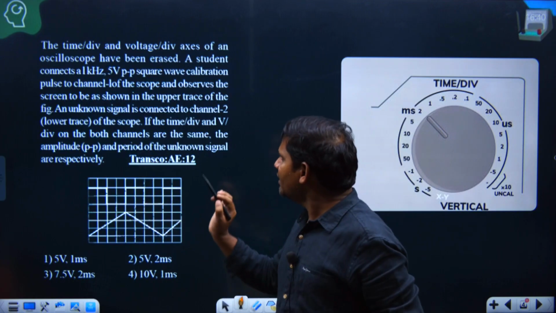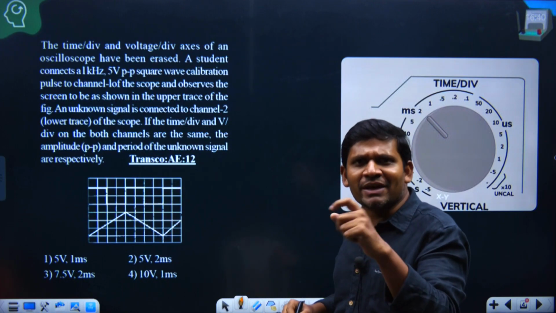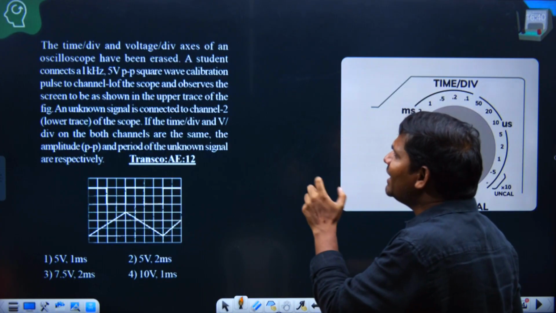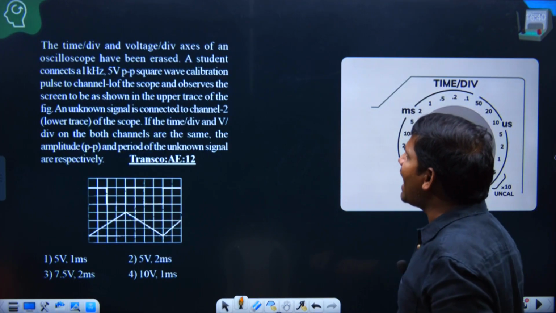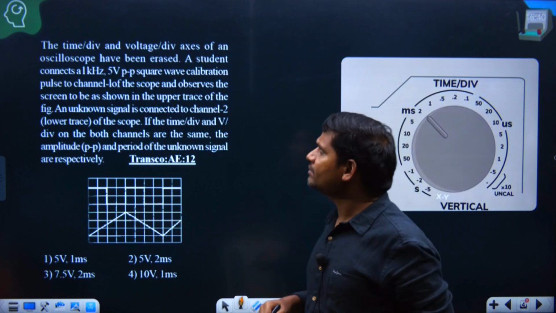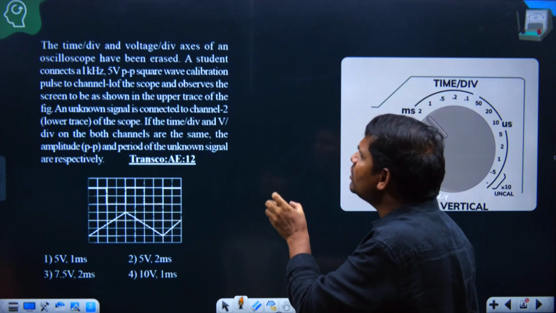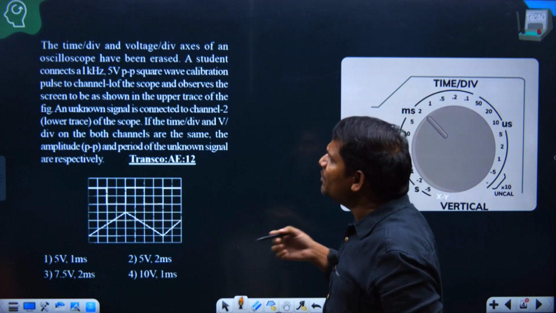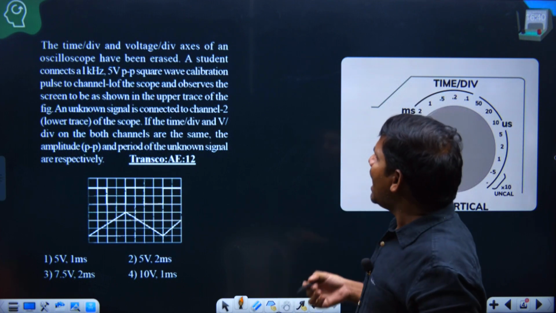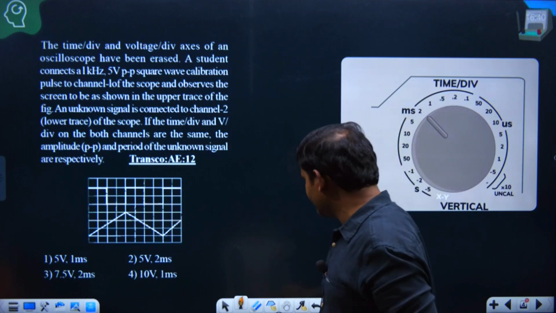This question is asked in Transco AE 2012, subject Measurements, topic CRO. The time per division and voltage per division axis of an oscilloscope have been arranged. A student connects a 1 kHz, 5 volts peak-to-peak square wave calibration pulse to channel 1 of the oscilloscope and observes the screen to be as shown in the upper trace of the figure.